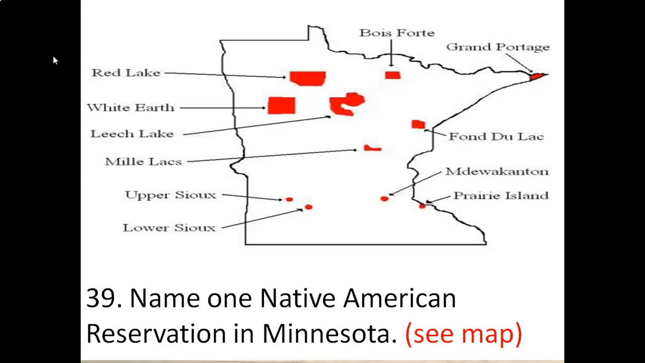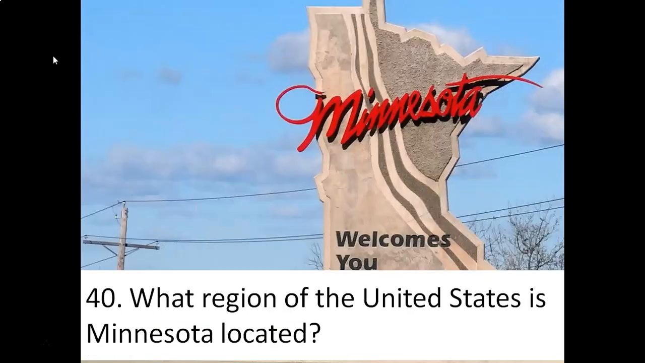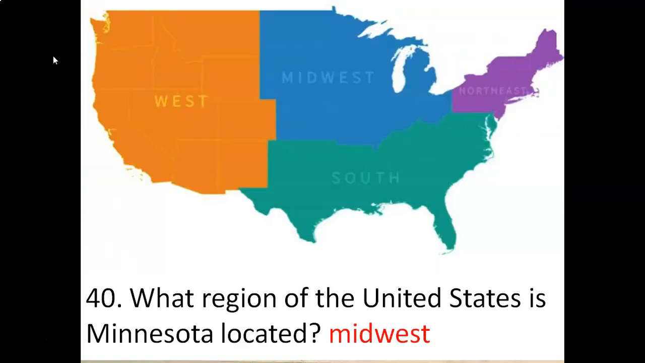Here's the map. We have Red Lake, White Earth, Leech Lake, Mille Lacs, Upper Sioux, Lower Sioux, Prairie Island, Shakopee Mdewakanton, Fond du Lac, Grand Portage, Bois Forte. And our last question, what region of the United States is Minnesota located in? Minnesota is located in the Midwest.